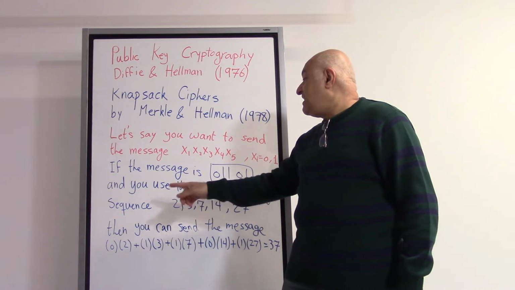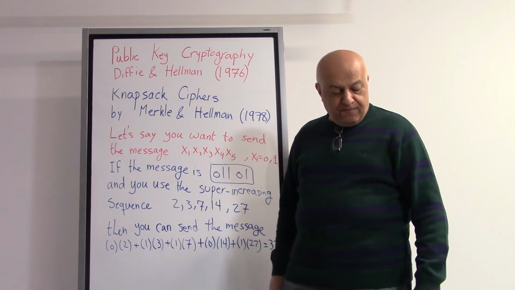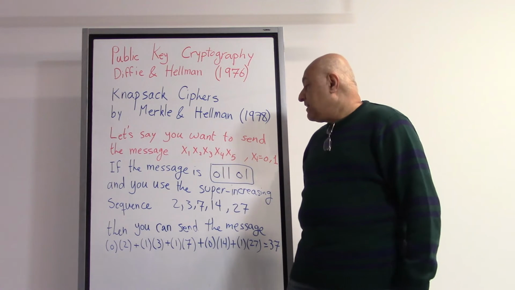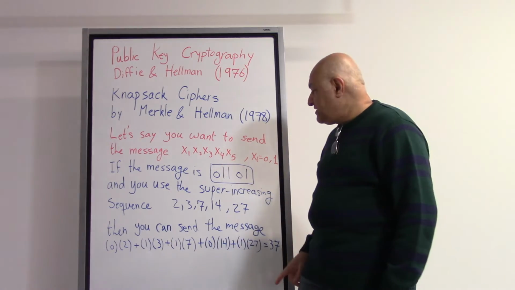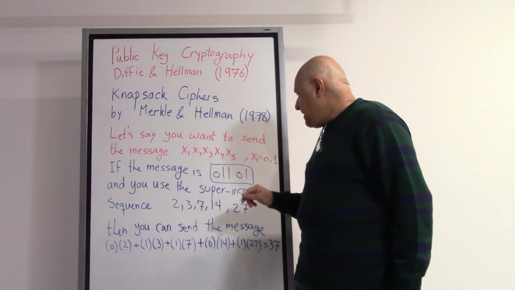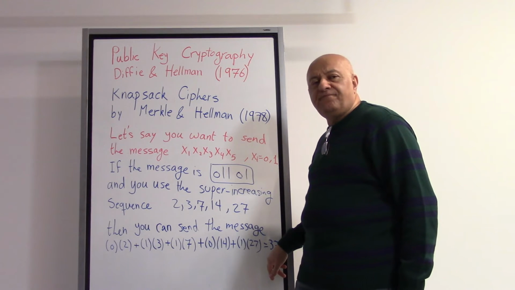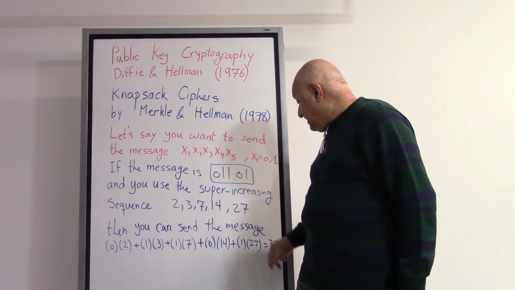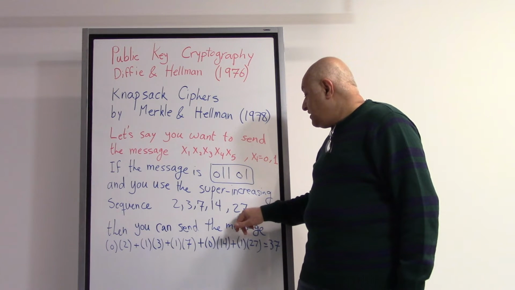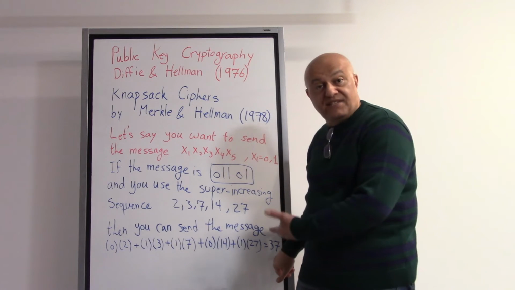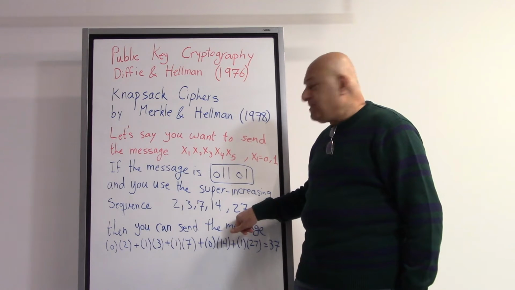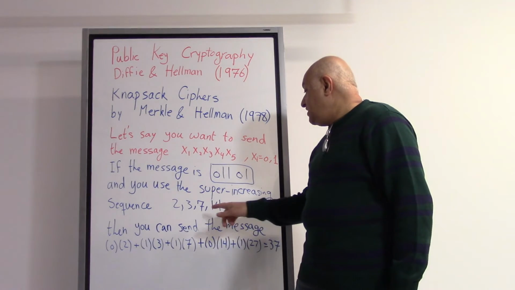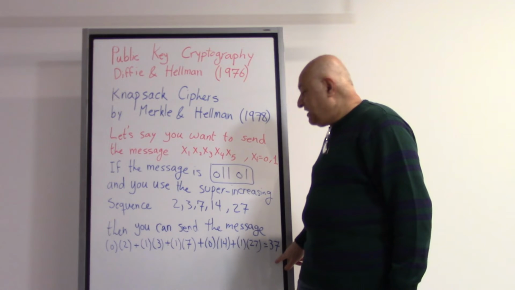Since this is a super increasing sequence, it is very easy to decipher. You can say, okay, I have 37, and I subtract 27 from that. Definitely there should be this 27 in the sum that is 37, because if not, the sum of the rest of these numbers is smaller than 27, and so you cannot get 37.